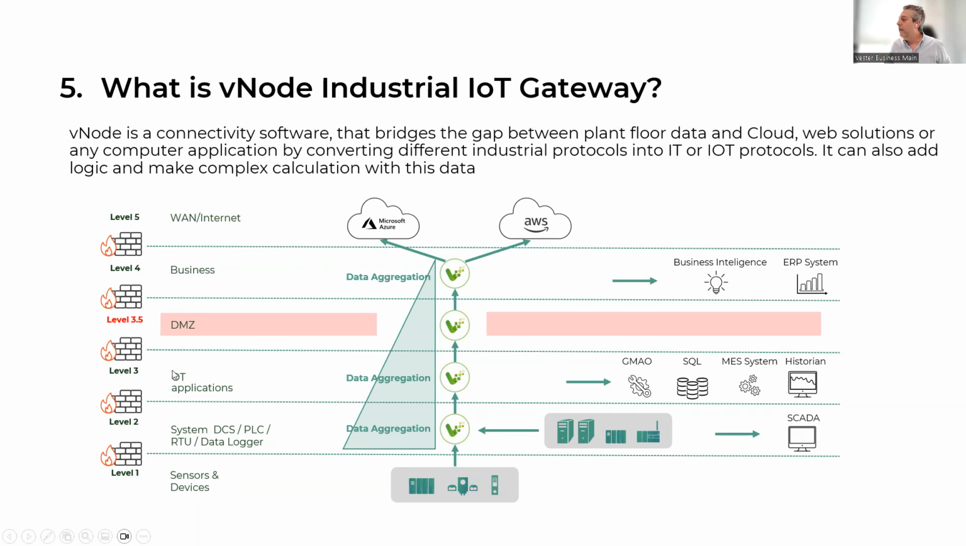Then we have a level 3 with OT applications, typically maintenance applications, databases, MES systems, historians, SCADAs, and so on and so on. Then we're going to be moving through a DMZ in order to isolate the control networks from the IT. And then in IT, we're going to have a business layer with all the business intelligence, ERPs, SAP, and so on applications. And then from there to the cloud, okay, to cloud applications.